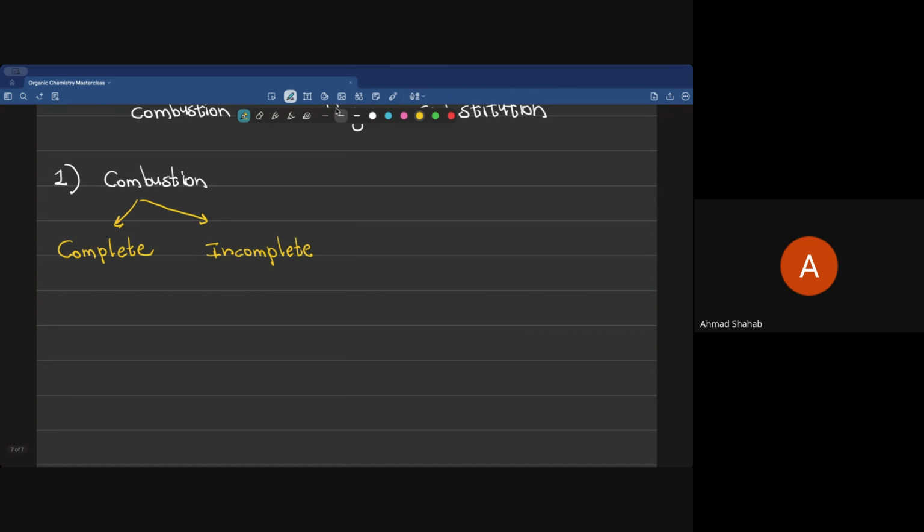अच्छा जी, now we have two types of combustion. One is a complete combustion and the other is incomplete combustion. जो complete combustion होती है, it happens in the presence of excess oxygen. I beg your pardon, oxygen तो दोनों cases में होती है, in the presence of excess oxygen. ठीक है, अच्छा, why excess oxygen?